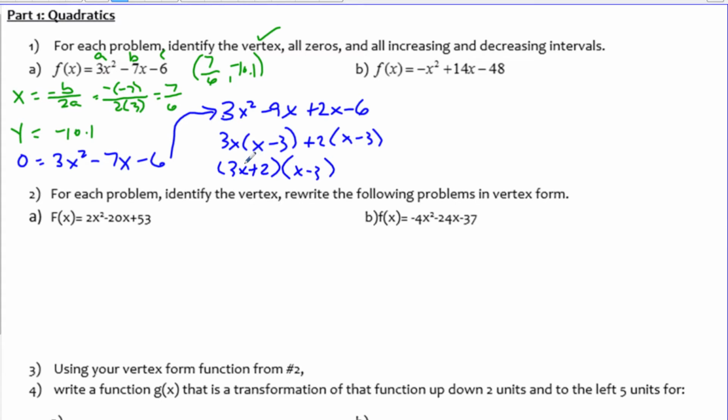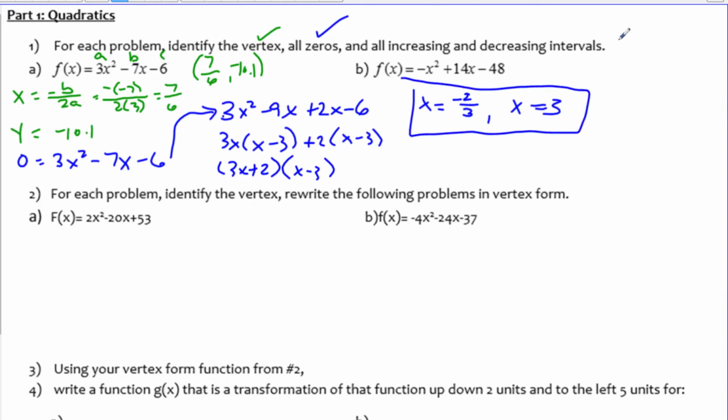And so it looks like if I set each of these equal to 0 and solve them, I'm going to get one answer that is negative 2/3, and my other answer, which is positive 3. And so if they ask what are the zeros, I would say negative 2/3 and positive 3 are the two places where the y value is 0. Okay, so we're done that. That's part 2. We want that answer.